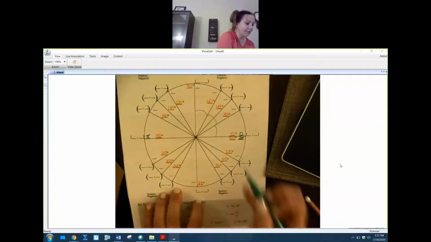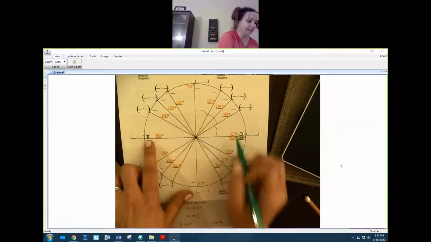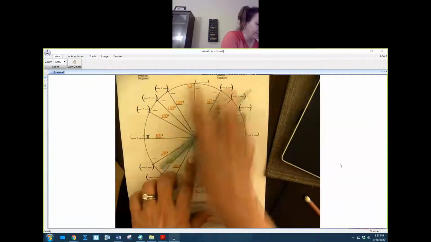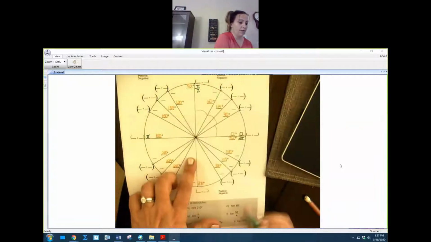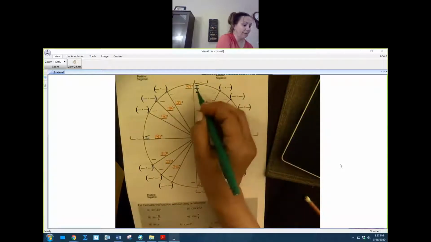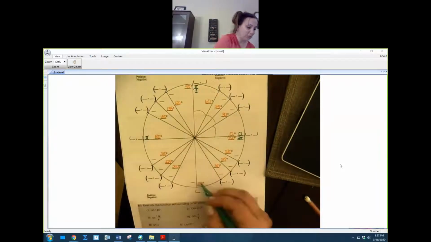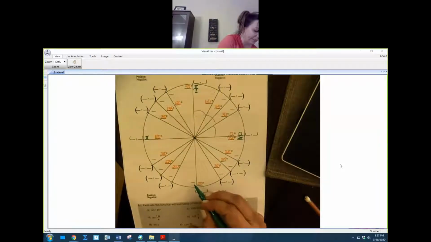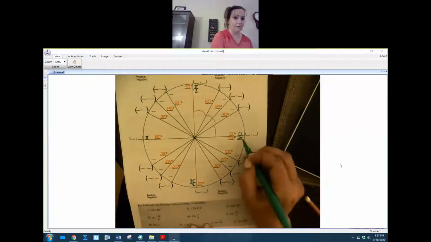So if this semicircle is 1 pi, that means that this here is halfway through, so this is going to be pi over 2. So this is half a pi, this is 1 full pi, and this is 1.5 pi. 1.5 pi would be 3 pi over 2. Then we'd add another half pi to get 4 pi over 2, which is the 2 pi.